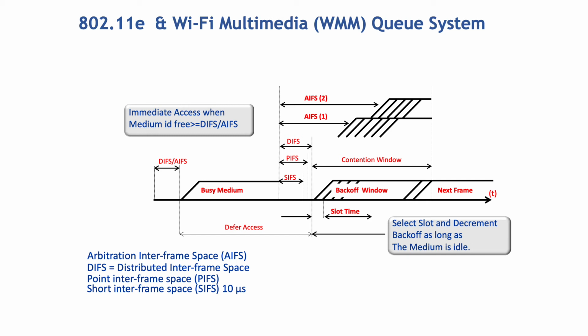In this case, AIFS2, having the shorter gap, would actually be used for the voice, and the AIFS1 will be the space used for the video. I'm also showing on the diagram the distributed interframe space, the time required between successive frames to make sure that there's no overlap or interference. Dropping down a little bit further, you can see the PIFS. This is the point interframe space.